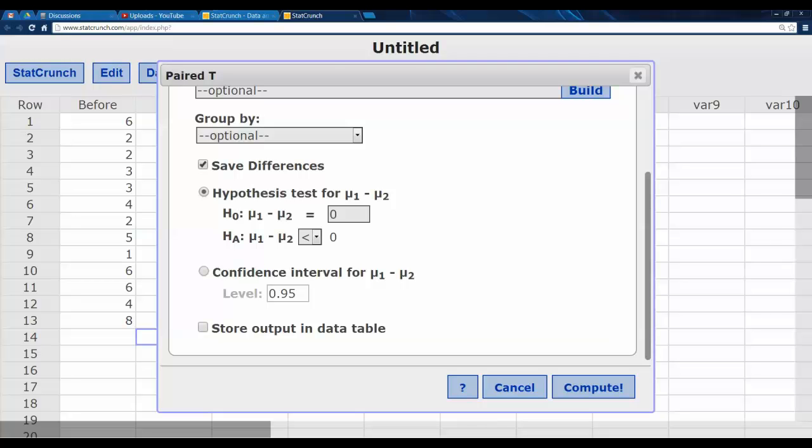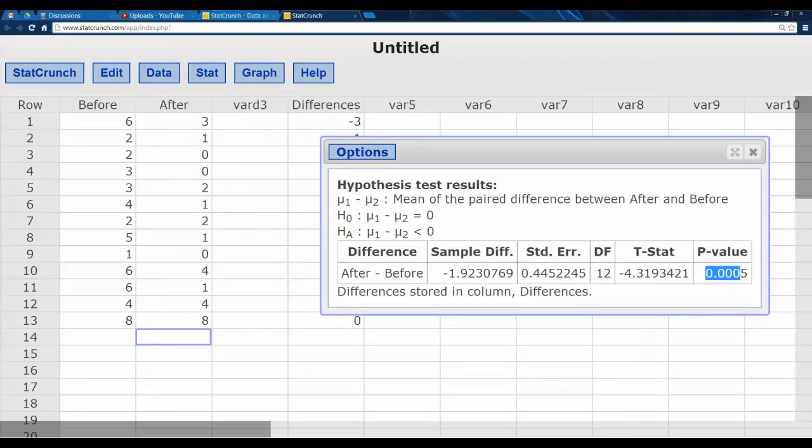And then say Compute. And look, 0.005 is your p-value. Your test statistic is negative 4.319, just like we said. The degrees of freedom is 12, just like that. Done. Simple as that.